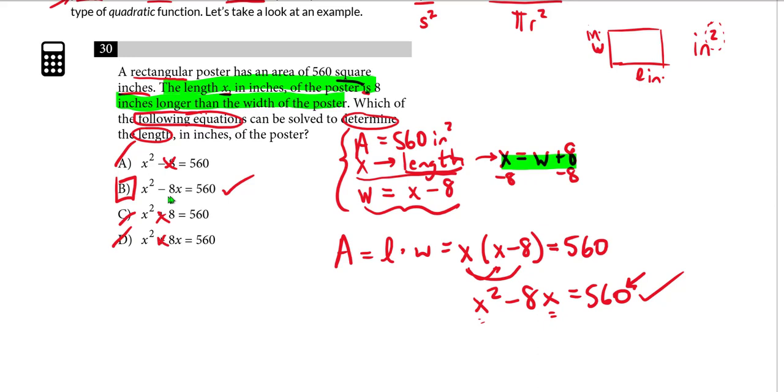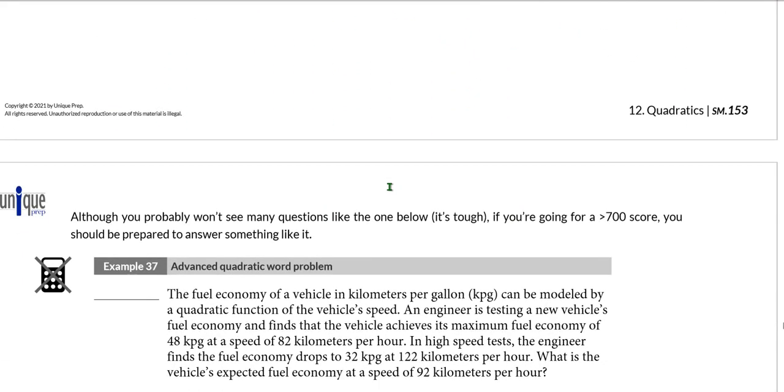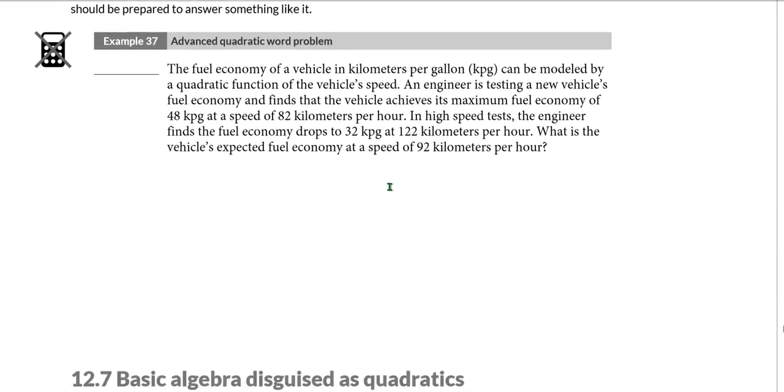So, like I said, that's a fairly common example of a quadratic word problem or a quadratic modeling question that you will encounter on the test. At the top of the next page, we have a much more difficult version, an advanced quadratic word problem. This one, I will say, if you want to try it on your own, by all means, go ahead. I have a feeling that the vast majority of students are probably going to get a little stumped by this one. This is a tough question.